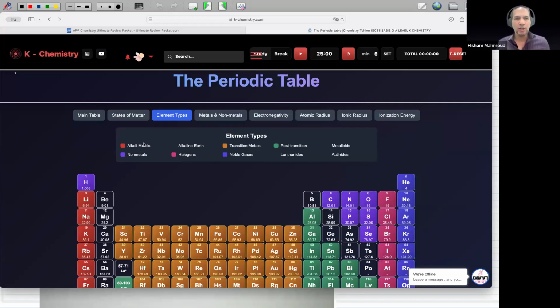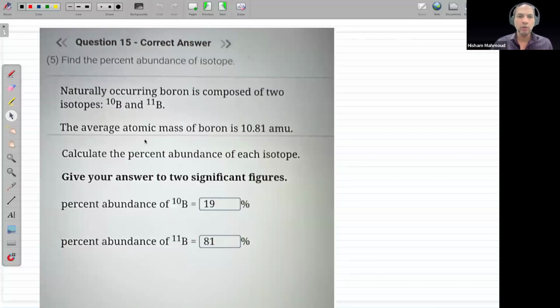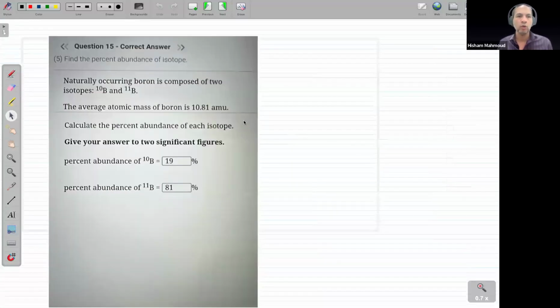In this question, naturally occurring boron is composed of two isotopes, boron 10 and boron 11. What is the average atomic mass of boron? Sir, that's very easy. If you want to calculate the percent abundance for each, you just have to make the equation that we all know. The average is 10.81. That should be equal to the abundance of the first one, which I don't know, so that's why it's called X, multiplied by the mass, which I know is 10.